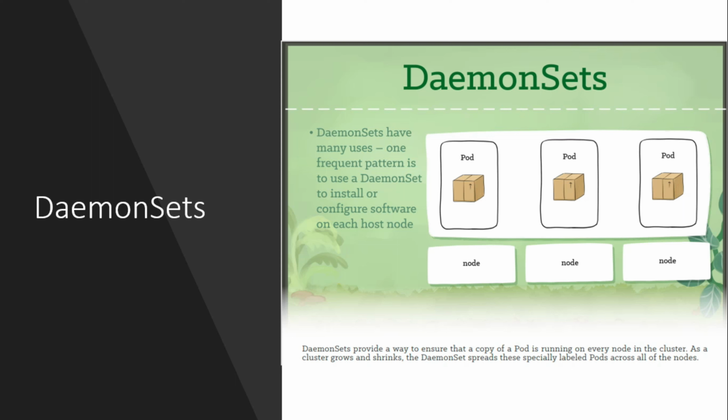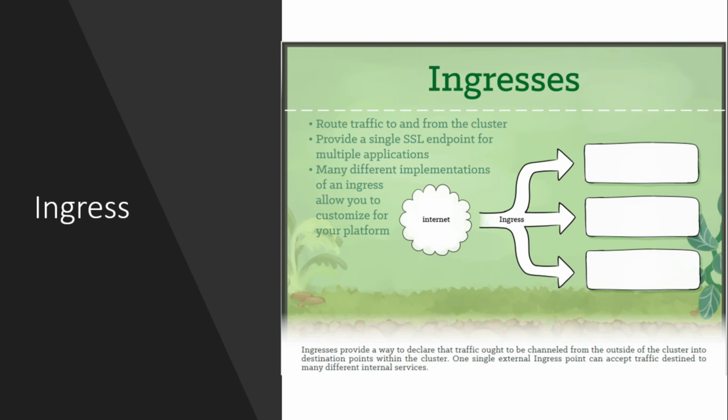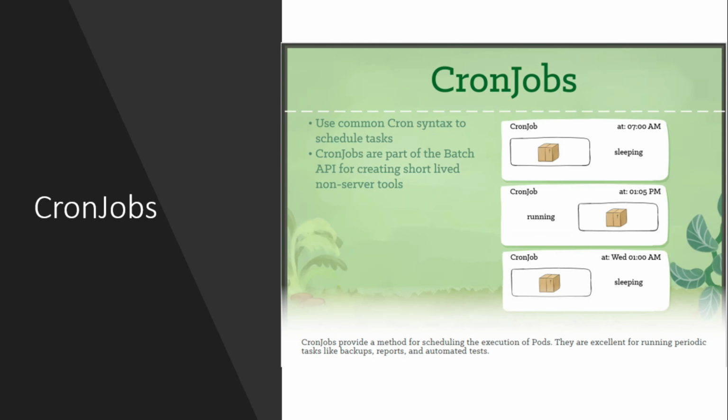Ingress. This particular service, Ingress, provides a way to declare how traffic ought to be channeled from the outside of the cluster into destination points within the cluster. This is a kind of load balancer you can imagine too. Okay, cron jobs are part of the batch API for creating short-lived, non-server tools, and they are excellent for running periodic tasks like backups, reports, and automated tests or something like that.